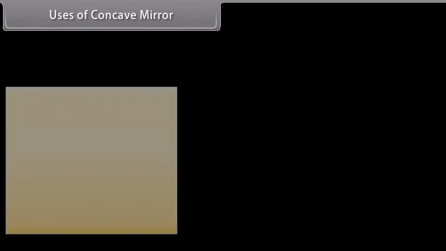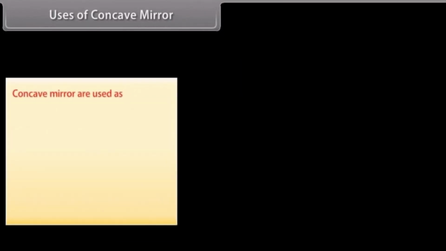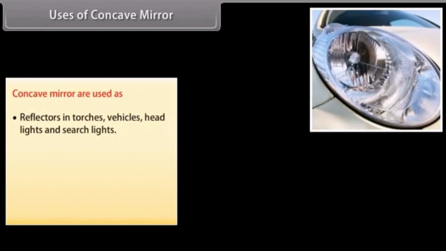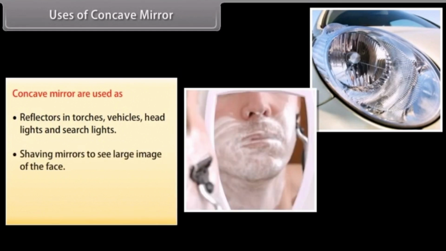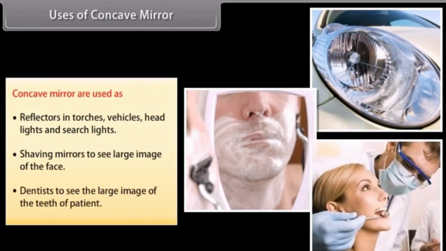Uses of concave mirror. Concave mirrors are used as reflectors in torches, vehicle headlights, and searchlights. They are used as shaving mirrors to see large images of the face, and by dentists to see large images of the teeth of patients.